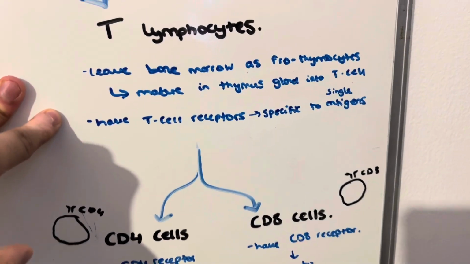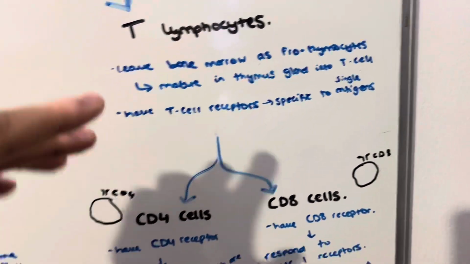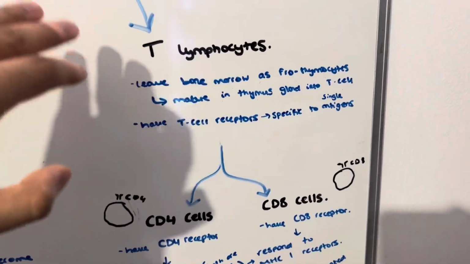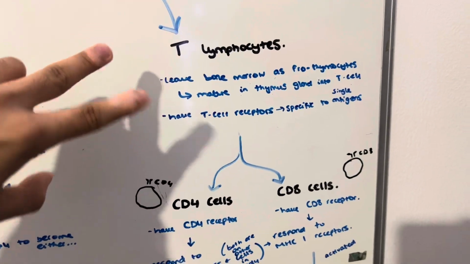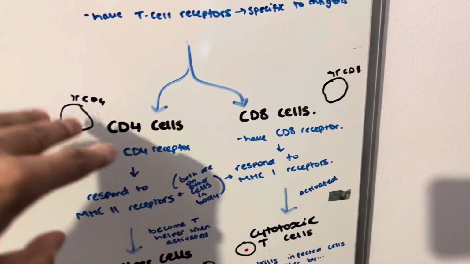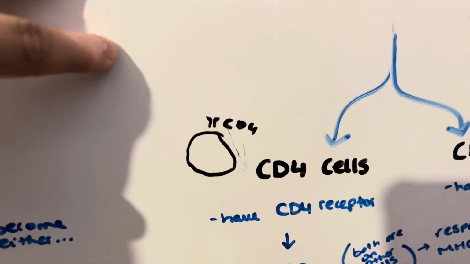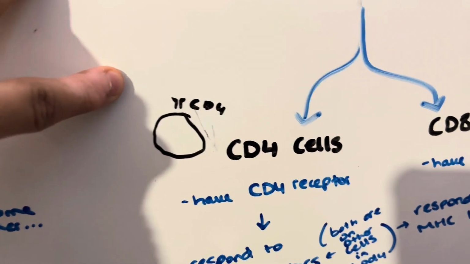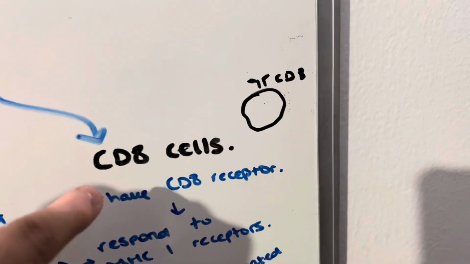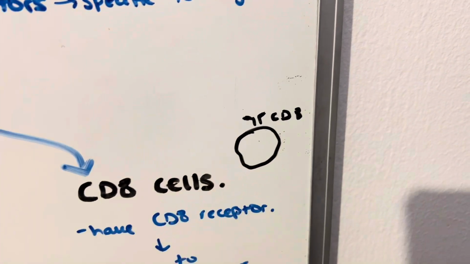These T lymphocytes have T cell receptors, and it's the same concept as B lymphocytes: each is specific to a specific antigen. Now, T lymphocytes can form two types. You've got either your CD4 cells or your CD8 cells. CD4 cells basically have CD4 receptors, whereas CD8 cells have CD8 receptors.